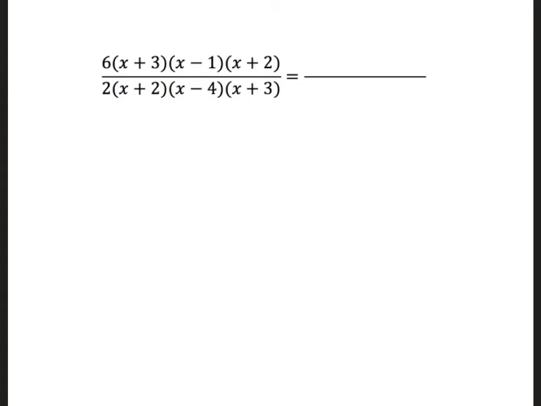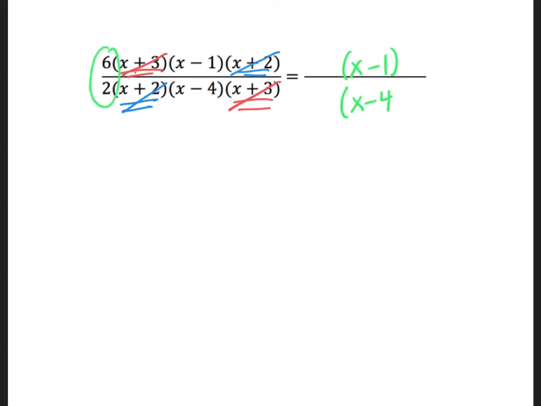So the first thing I notice is that on the top you have x plus 3, and you also have that on the bottom. So those two match, so we can go ahead and cancel those out. I also notice I have x plus 2 on the bottom and x plus 2 on the top, so those cancel out as well. Now at that point, we are left with 6 divided by 2, x minus 1, and x minus 4. So let's go ahead and add x minus 1 and x minus 4.